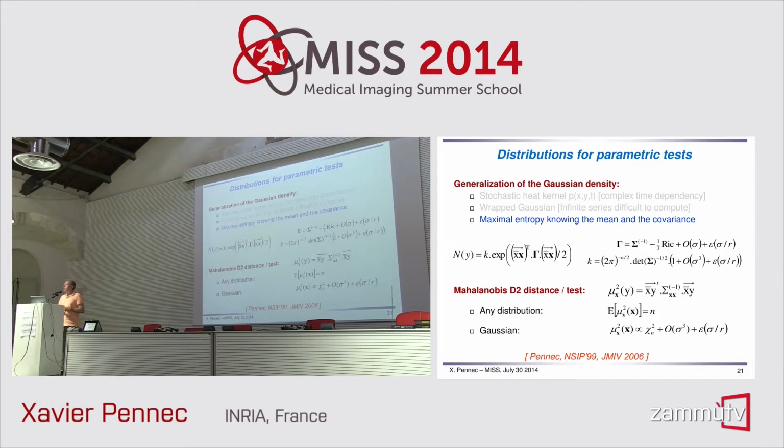Now, if we want to do some statistics and some parametric tests, we need to have distributions, and the simplest distribution is the Gaussian. So how would you define the Gaussian in a Euclidean space?